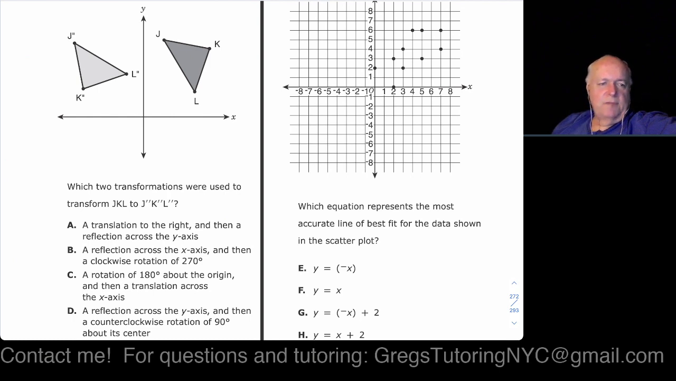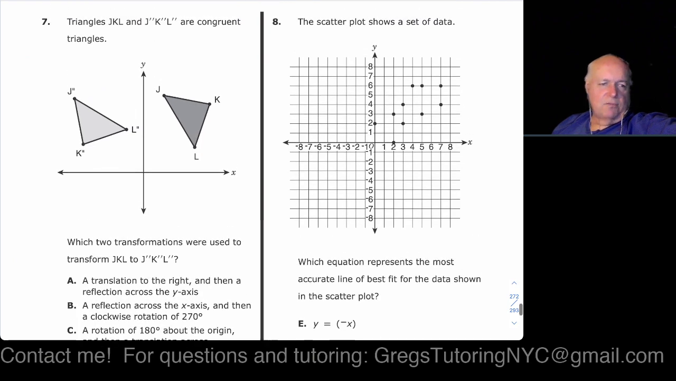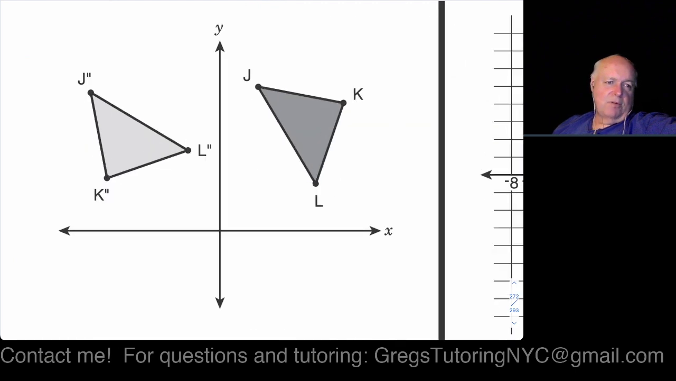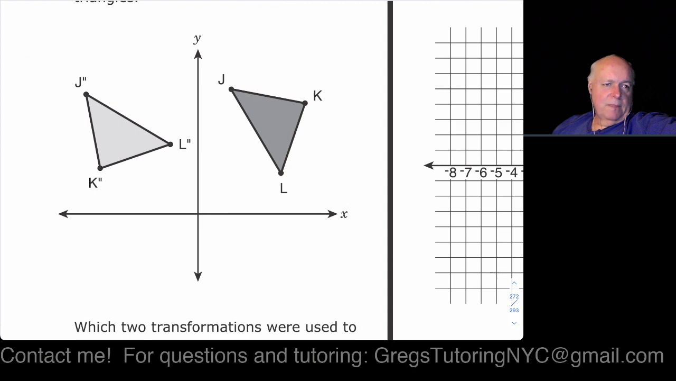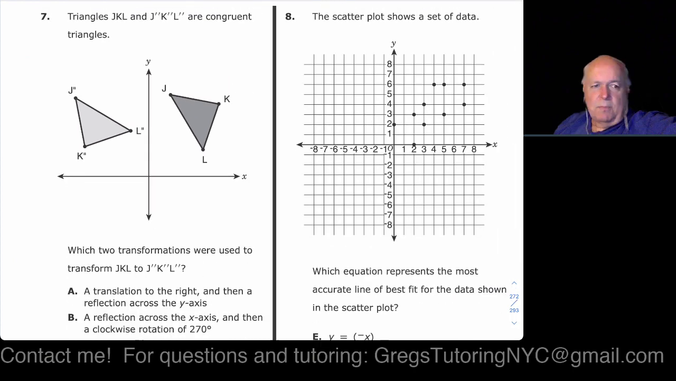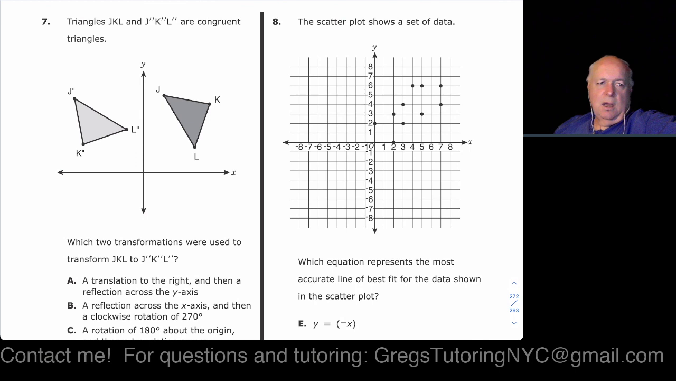Okay, so we have a shaded triangle on the right and a lighter shaded triangle on the left. The one on the right is JKL, and the one on the left is J prime prime, L prime prime, K prime prime. If you notice, there's a double tick there. We're probably going to end up doing a transformation. It tells us that JKL and J''K''L'' are congruent triangles. So that is literally the same triangle, just twisted around in various ways.